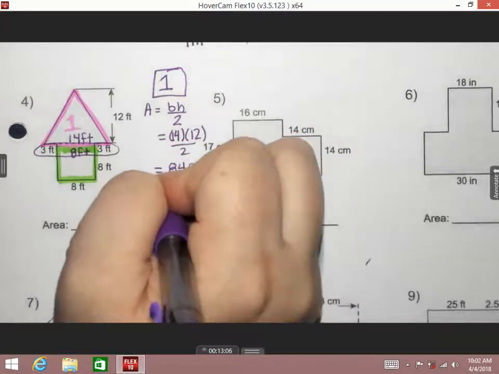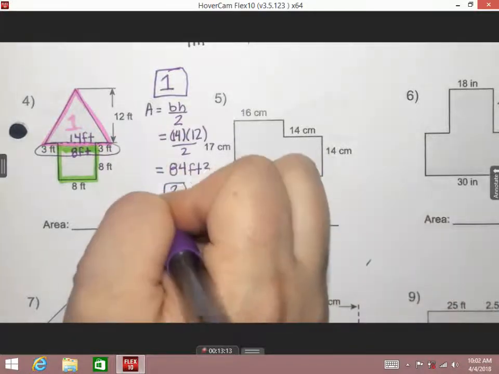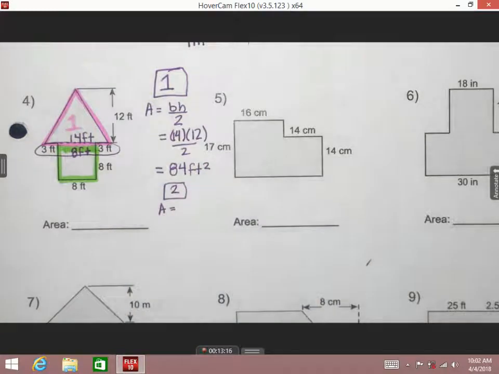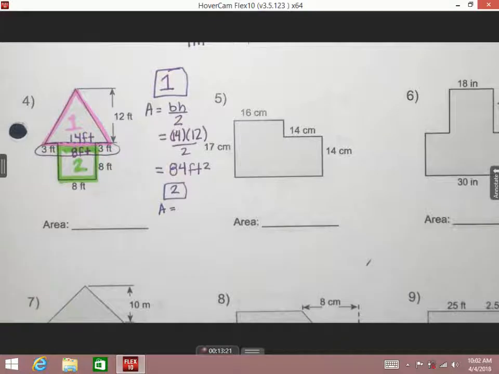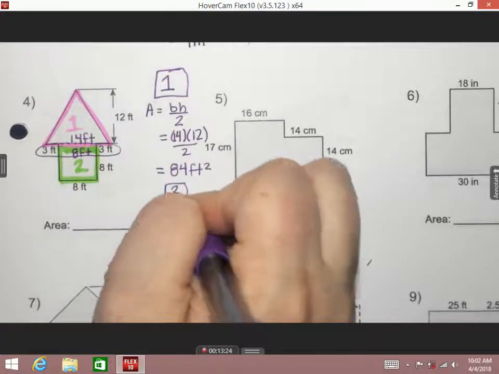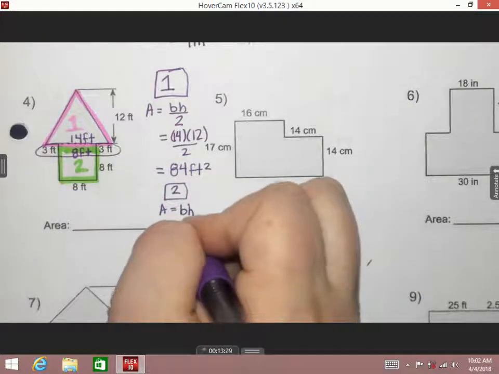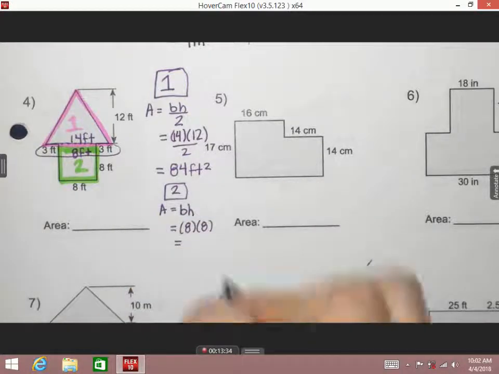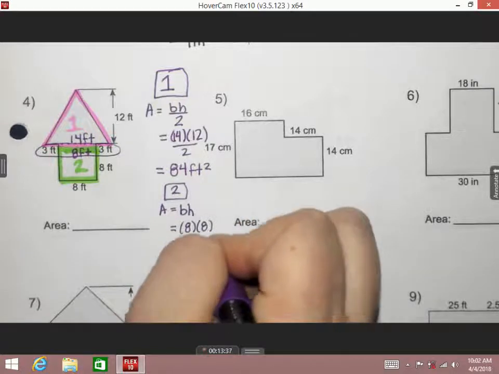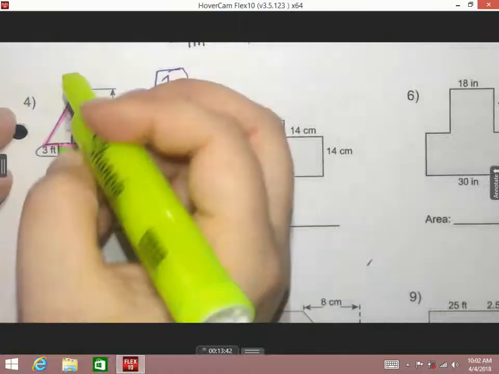All right, so now let's look at shape 2. What's my formula going to be for shape 2, Julie? For shape 2, A equals BH, and I had forgotten to put that 2 there. So we get A equals BH. What is the base and the height of that shape? Caleb? 8 feet and 8 feet. So when I multiply 8 times 8, that gives me 64 feet squared.